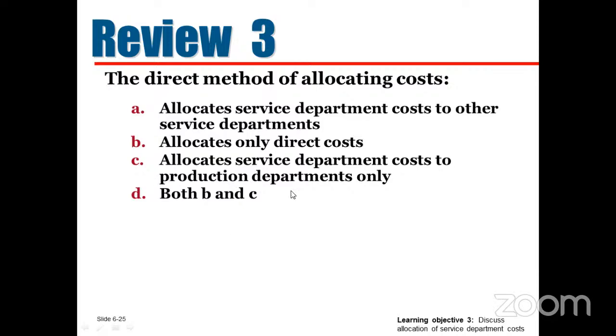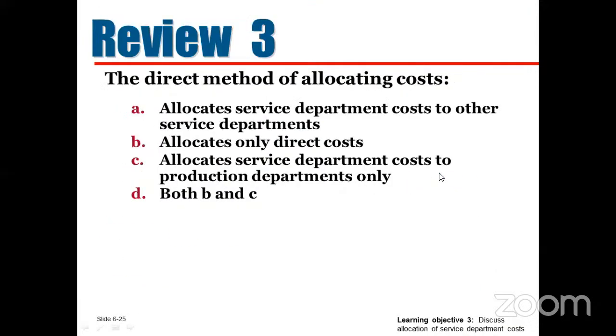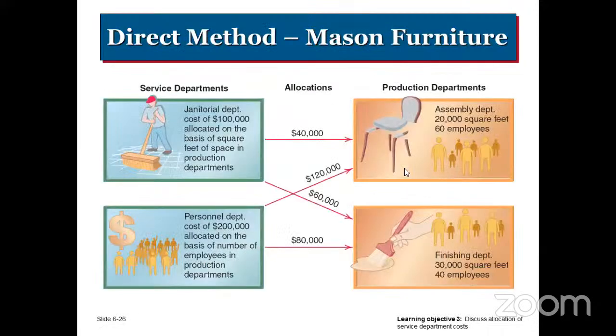Allocate service department cost to the production department. Service cost goes to production, then production allocates the cost to the product. So the answer is C. You can see here, a very simple example is given to you already.